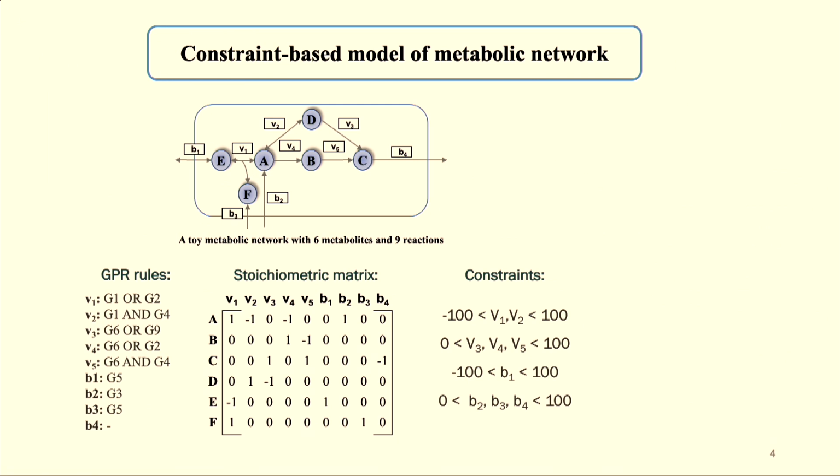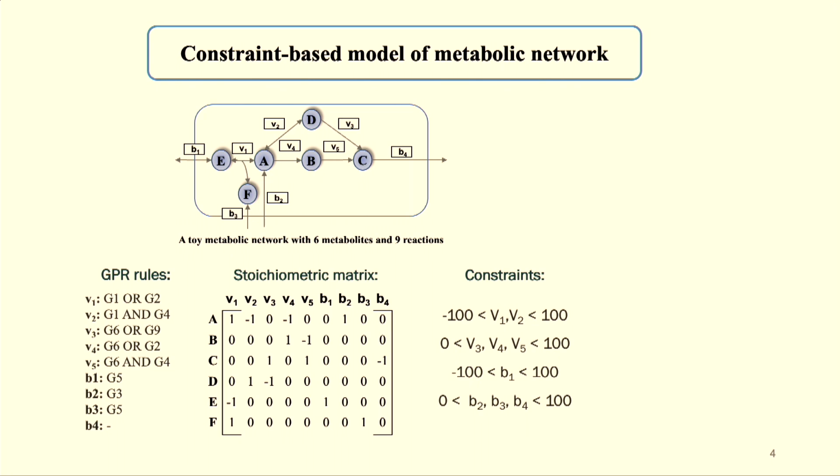One of the widely used methods to capture a metabolic network is a constraint-based model. It captures a metabolic network using three different components: GPR rules, or gene-protein reaction rules, the stoichiometry matrix, and the constraints. Gene-protein reaction rules capture the information about how genes are related to a particular reaction, and the stoichiometry matrix captures how a metabolite is related to a particular reaction. And the constraints define the range in which a particular reaction flux should be.